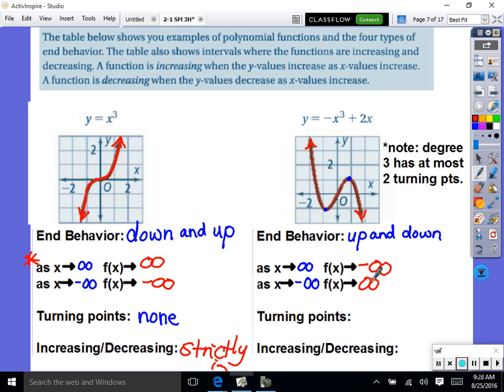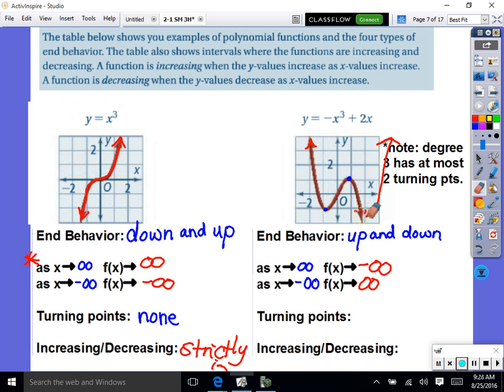And degree 3 has at most 2 turning points, 1 less, just like with degree 4, right? Because think about it, if we started coming down and then turned again, wouldn't that make it an even? Does everybody understand how we can only have at most 2 turning points for degree 3? Not all degree 3s have 2 turning points, it's at most 2. So right here we have a degree 3 with no turning points, right? You see that it's just at most 2 turning points. Okay, awesome.